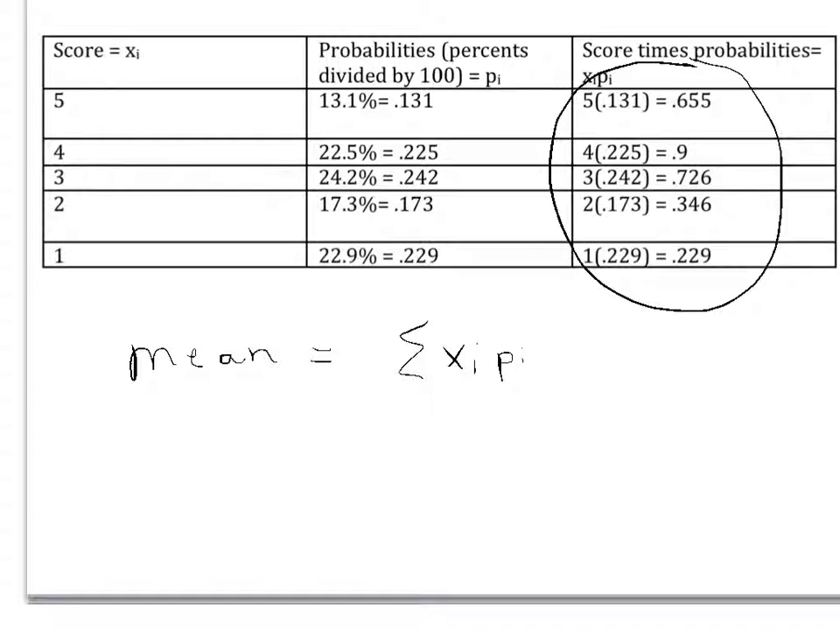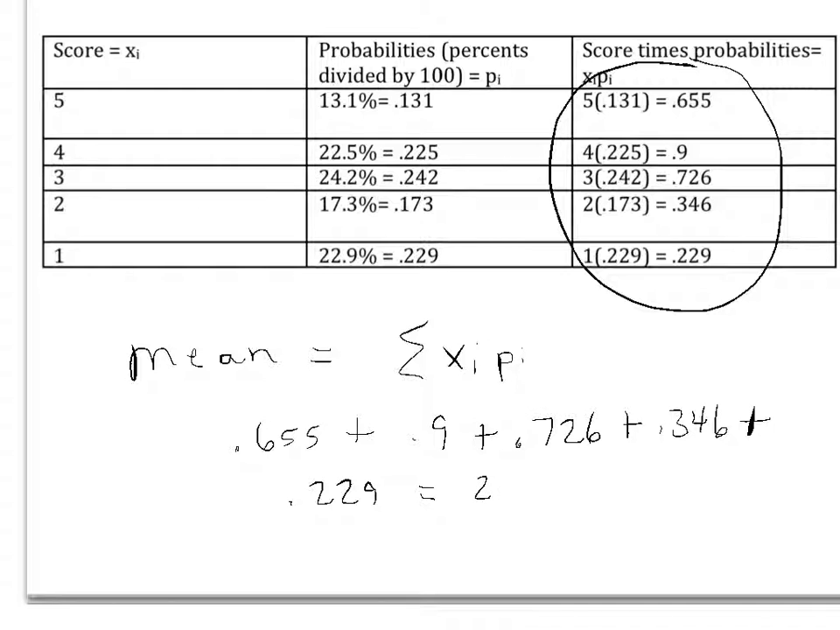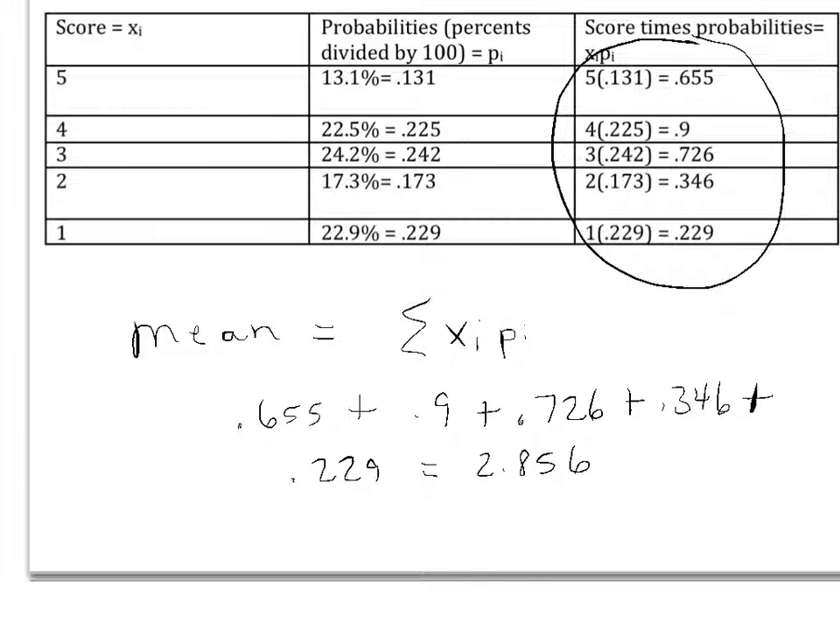So the sum is 0.655 plus 0.9 plus 0.726 plus 0.346 plus 0.229 for a sum of 2.856. The next thing that we are going to do is find the standard deviation.